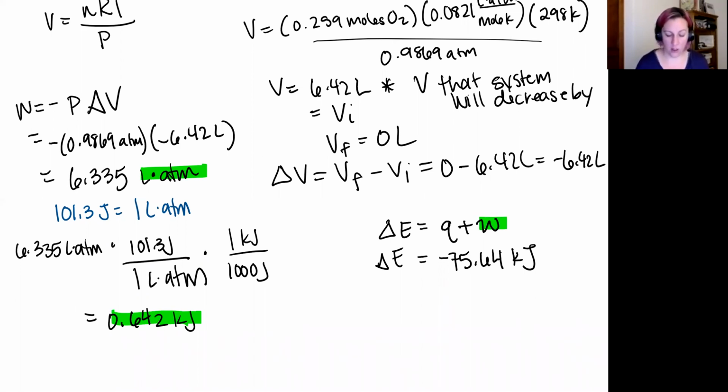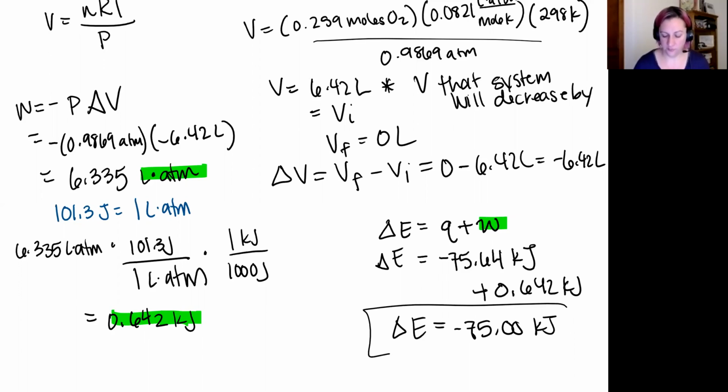So now I'm going to plug this value in for my work. And so my change in internal energy will be that negative 75.64 kilojoules plus my 0.642 kilojoules from my work, giving me a change in internal energy that's negative 75.00 kilojoules. And so we can expect an exothermic style reaction here.